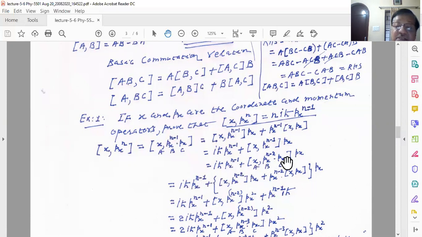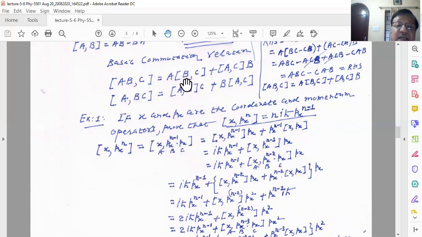Now again, this is a basic commutator which is similar to the commutator of ABC, where A is x, B is px to the power of n minus 2, and C is px. So again you simplify this commutator with this basic law. So you can see I'm keeping iħ px raised to n minus 1.